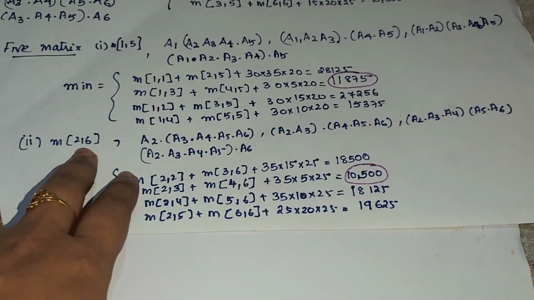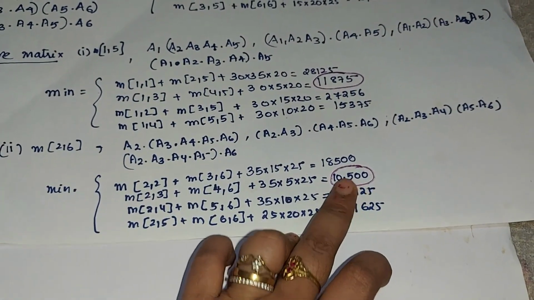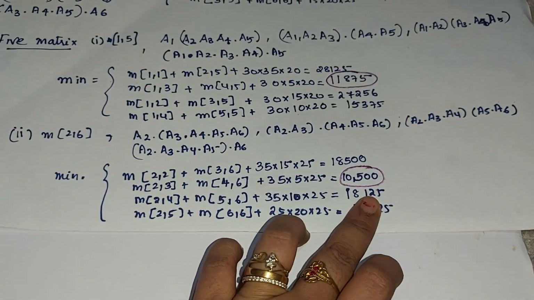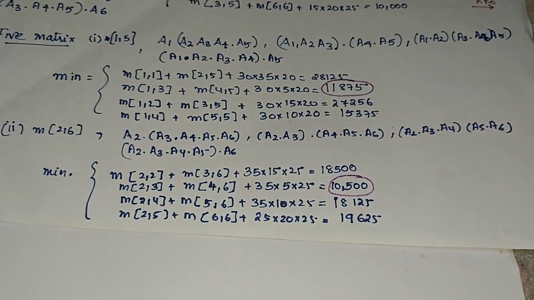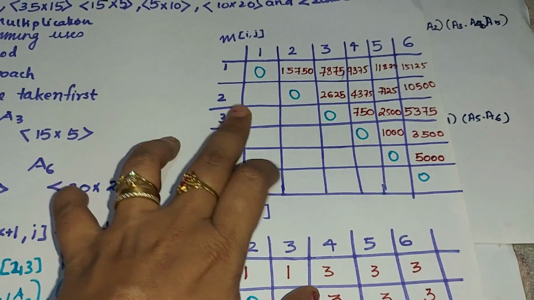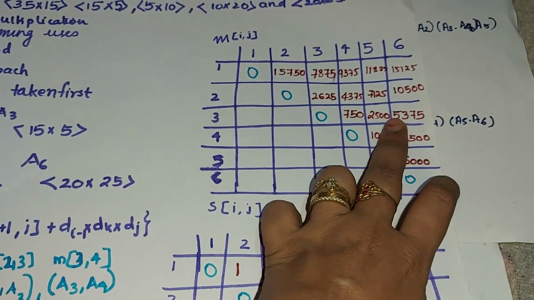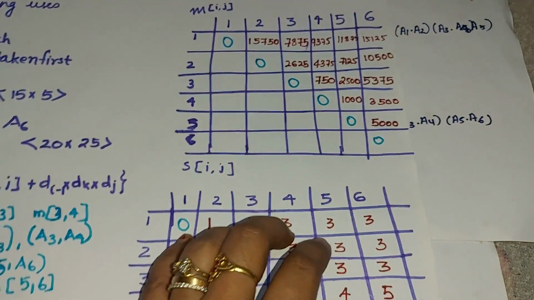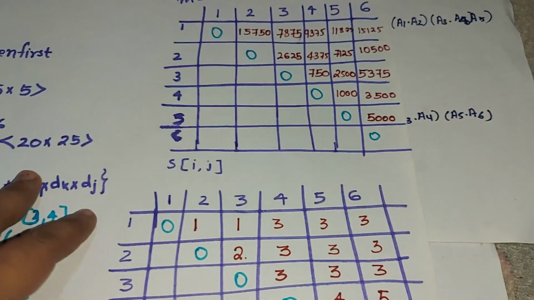Similarly you find 2 6, you will get 10,500 as a minimum value, and you need to update in the table. So that is 2 to 6, you will get 10,500, and the split has occurred from the third matrix.